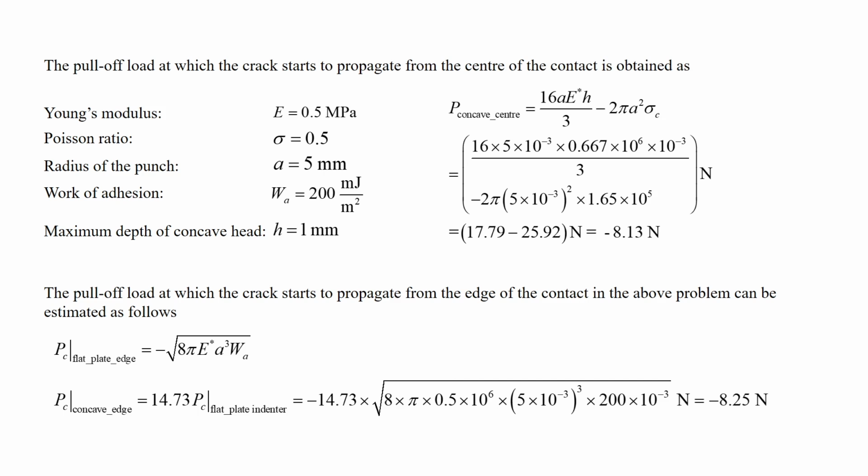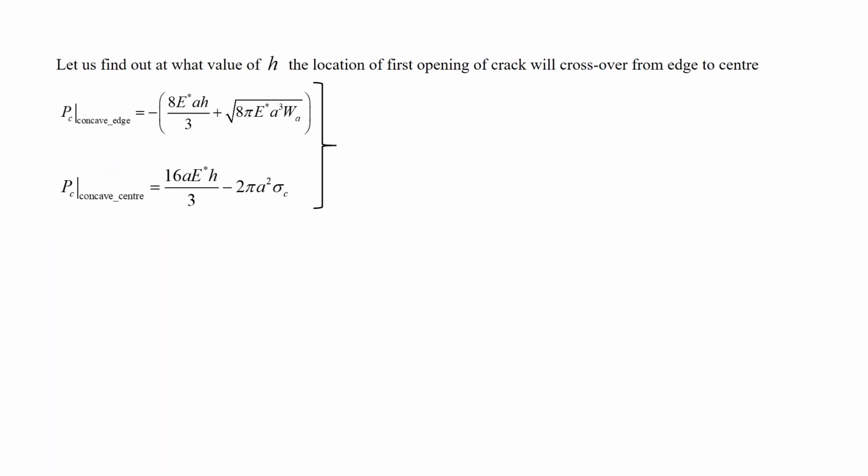So, that means if the H is decreased, then this 14.73 quantity will also decrease, you see. If this quantity decreases, then this quantity will also decrease. So, we will think about that now. Let us find out for what values of H the location of the first opening of the crack will cross over from the center to the edge, meaning now the crack should start propagating from the edge, not the center. So, we would like to figure it out.